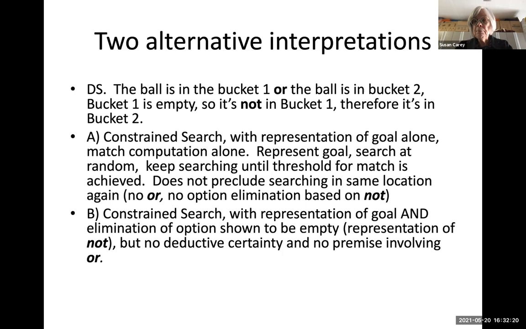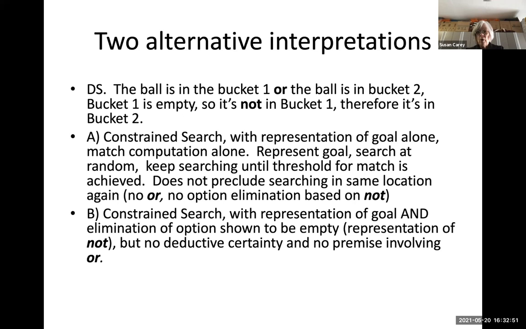So there's no option elimination, and there's no "or" represented there. There's just a search space and a random search procedure seeking the goal, right? There's a second one in which there is option elimination, but no "or." So again, constrained search with the representation of goal.